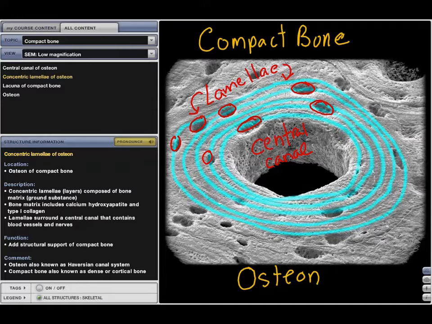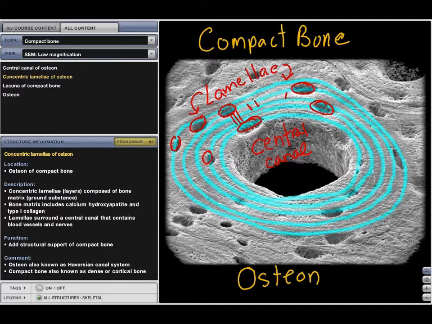Small channels extend between the concentric lamellae, and those channels are called canaliculi. The osteocytes extend small cytoplasmic projections into the canaliculi, and this permits intercellular communication between the osteocytes. The canaliculi also connect to the central canal so that the blood vessels in the central canal can exchange nutrients, waste, minerals, gases with the osteocytes via the canaliculi.